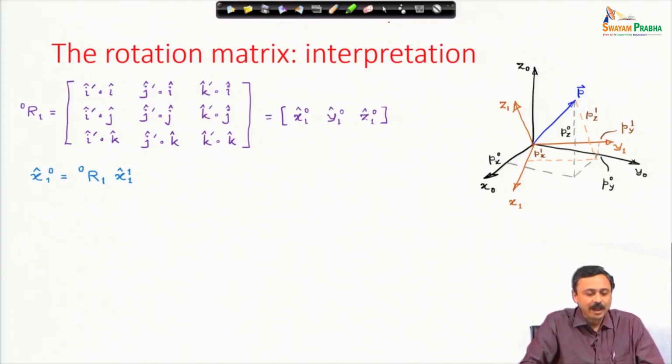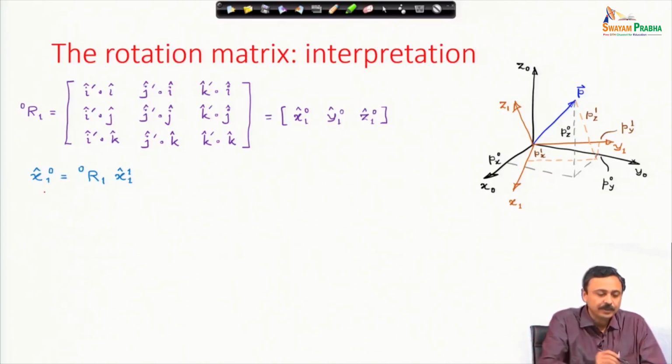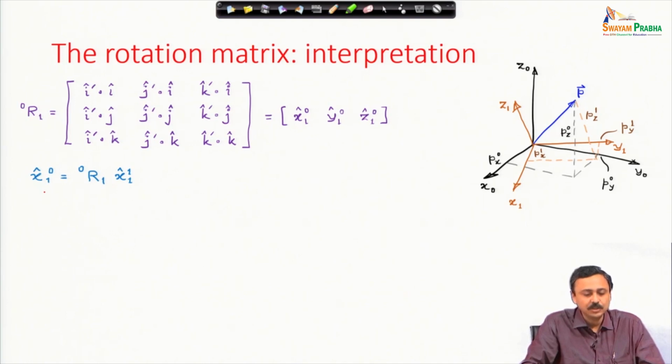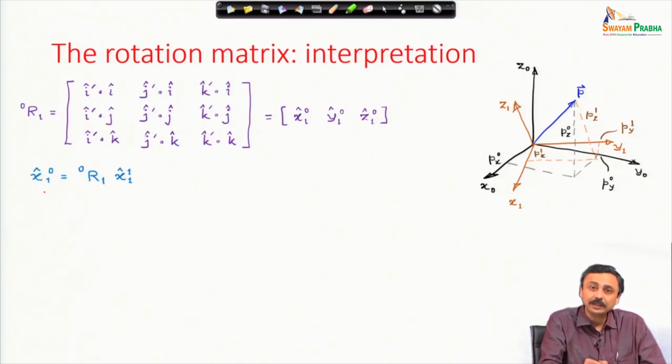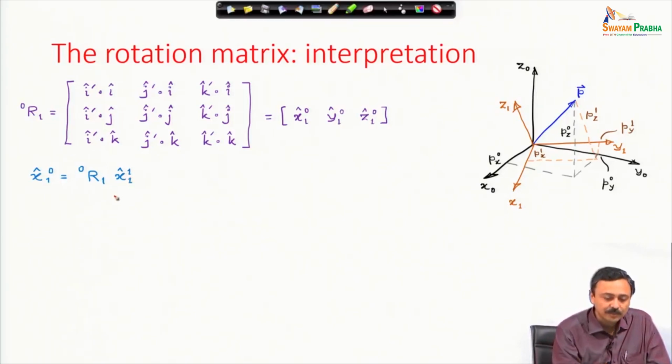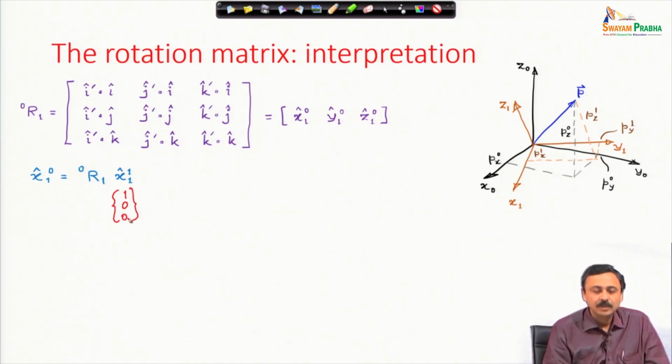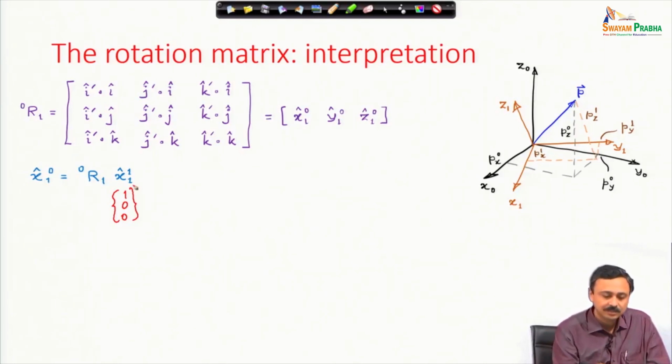In other words, I have this representation of x 1 in frame 0, and I can write it in terms of x 1 in its own frame. What is x 1 in its own frame? X 1 in its own frame is 1 0 0. The x 1 cap vector, the unit vector along x 1 in its own frame x 1 y 1 z 1. That is the meaning of this representation. This is the x 1 axis represented in which frame?